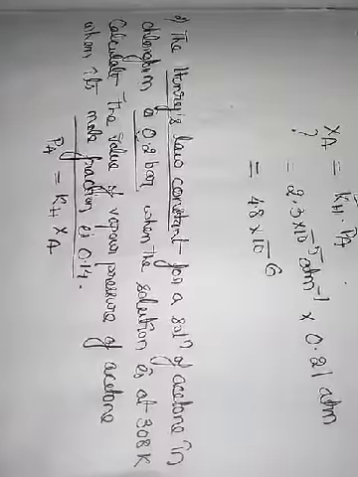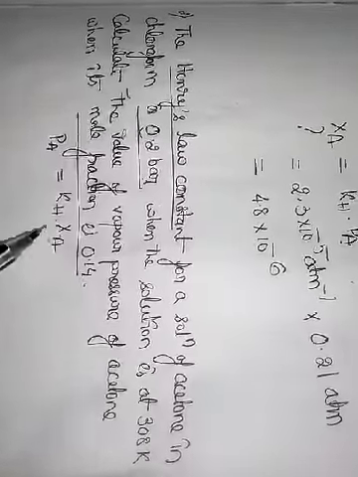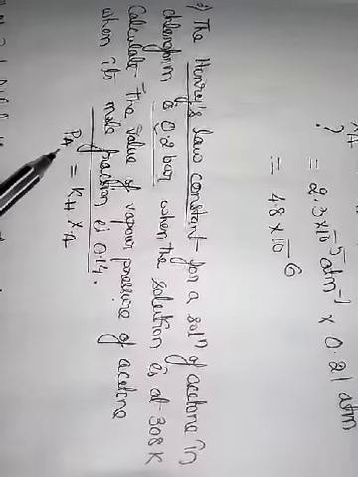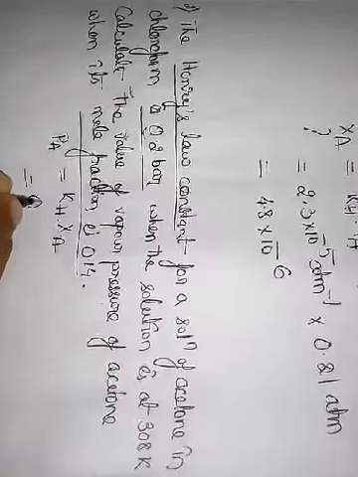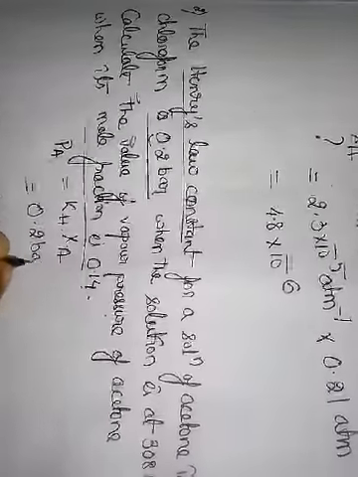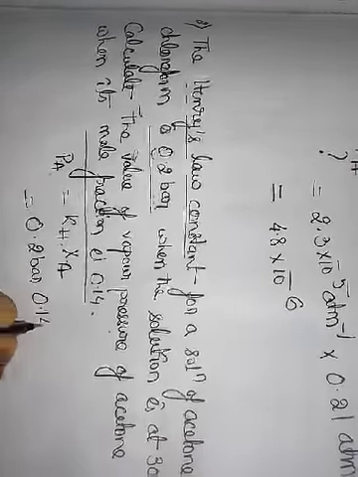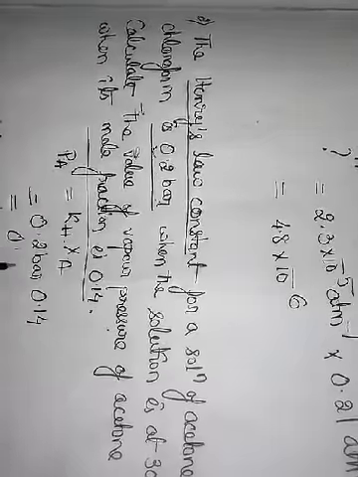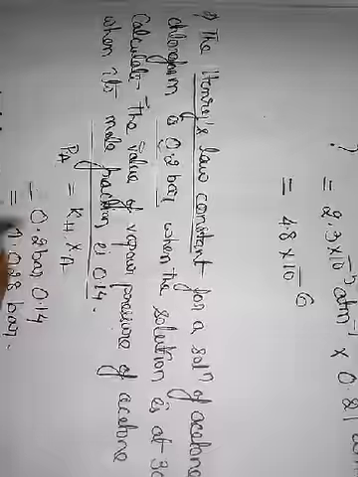In the problem it is asked, the vapor pressure of acetone. That means PA is asked. So substituting, in place of KH we substitute 0.2 bar, in place of XA we substitute 0.14. So simply it is 0.028, and the unit comes out for vapor pressure as bar.